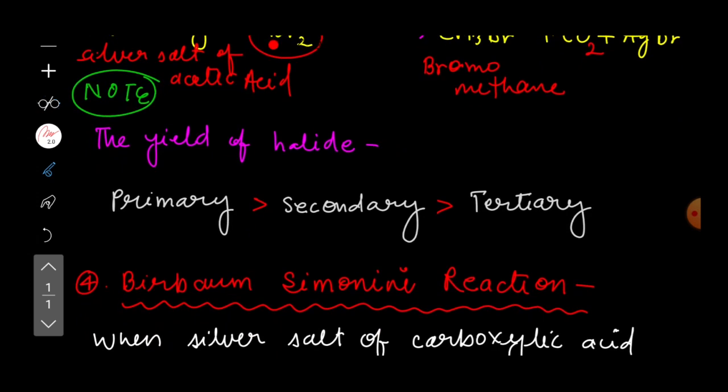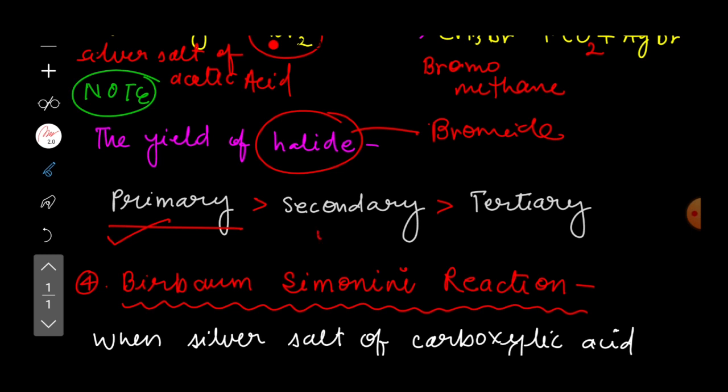And the yield of halide here, that is bromide, by the Hunsdiecker reaction: the yield is highest for primary bromohalide, then secondary, then tertiary. So primary can be prepared easily and the yield will be higher, and tertiary will be lesser.